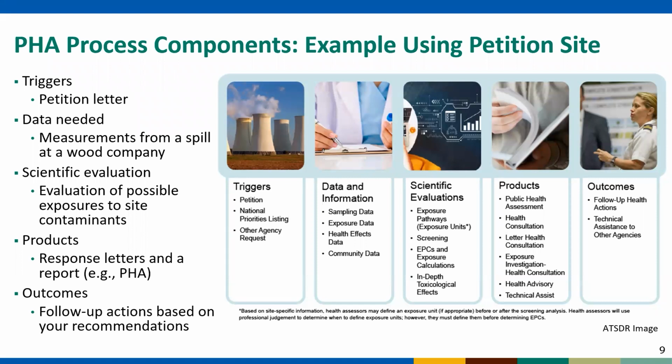So this slide has us going through each component needed when a petition letter is the trigger. For this example, we will say that the data needed include measurements from a spill at a wood company. The scientific evaluation includes examining possible exposures to the site contaminants following ATSDR's 4 main scientific evaluation components that are part of the PHA process. These 4 components include the exposure pathway evaluation, screening analysis, exposure point concentrations, and exposure calculations, and in-depth toxicological effect analysis.